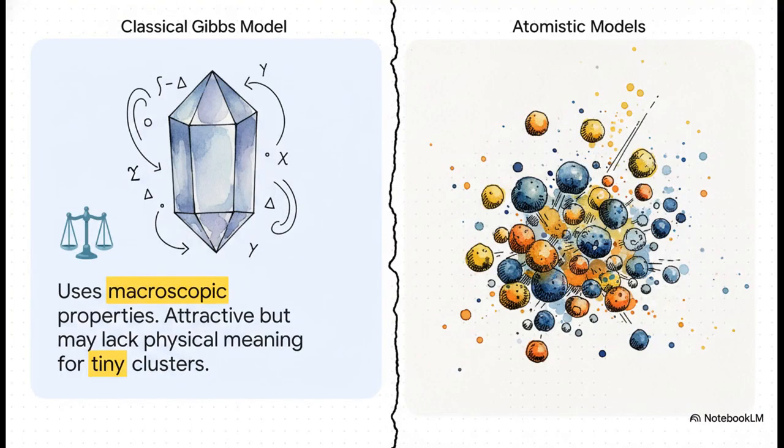And this really highlights the core dilemma. On one hand, you've got the classical Gibbs model. It's elegant. It uses these big, familiar concepts like surface tension. But you gotta ask, does a concept like surface tension even make sense for a tiny clump of just a few atoms? Then on the other hand, you have the atomistic models. Now, these are way more realistic for those tiny scales, but they rely on these microscopic numbers, like how fast an atom sticks to the cluster, that are just incredibly, incredibly hard to actually measure in a lab. So you're stuck between a simple model that might be wrong and a right model that's basically impossible to prove.